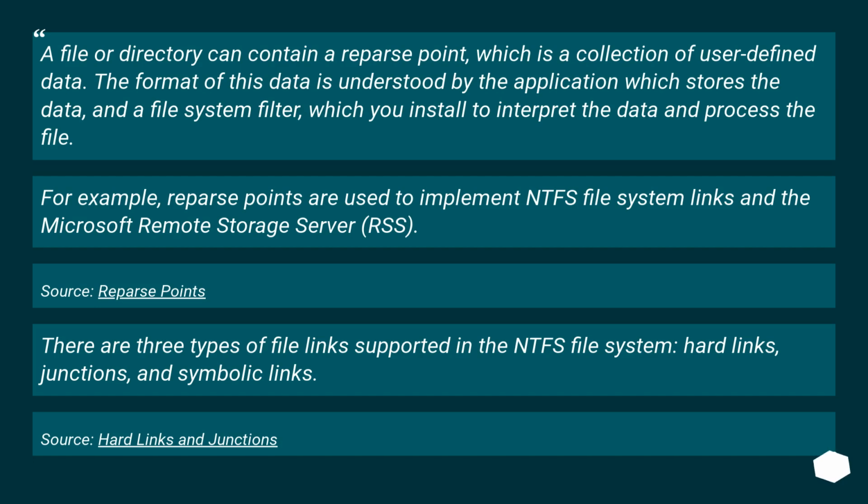Additional information. A file or directory can contain a reparse point, which is a collection of user-defined data. The format of this data is understood by the application which stores the data, and a file system filter, which you install to interpret the data and process the file. For example, reparse points are used to implement NTFS file system links and the Microsoft Remote Storage Server, RSS. Source: reparse points. There are three types of file links supported in the NTFS file system: hard links, junctions, and symbolic links. Source: hard links and junctions.